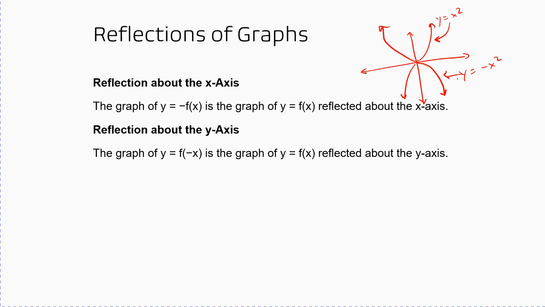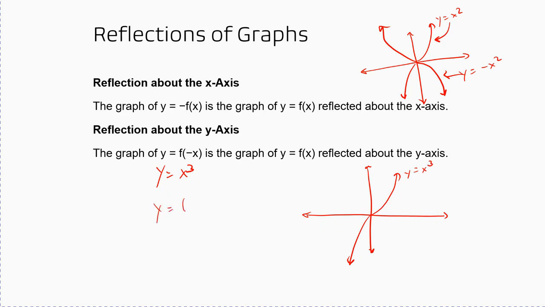Okay? So that's when there's the negative in front of it. When you have a reflection about the y-axis, if I say the graph of y is equal to f of negative x, it is the graph of y is equal to f of x reflected about the y-axis. So for example, if you were to look at y is equal to x cubed, that looks like this. That's the cubic.